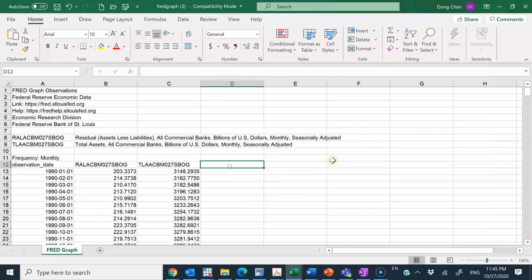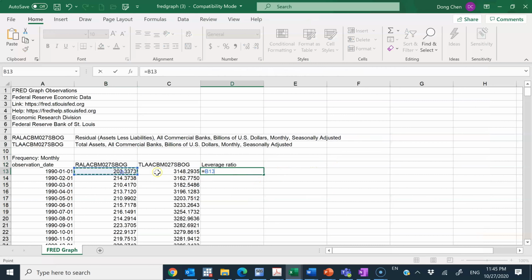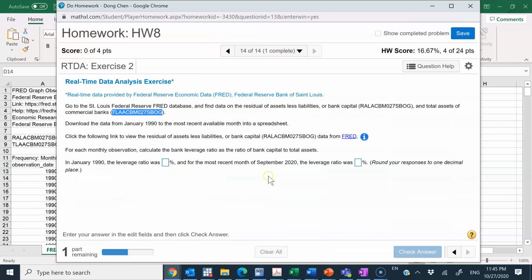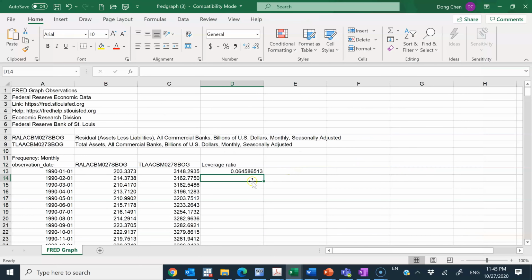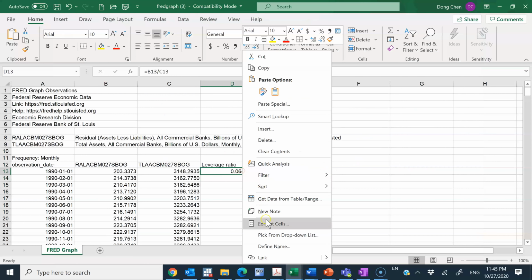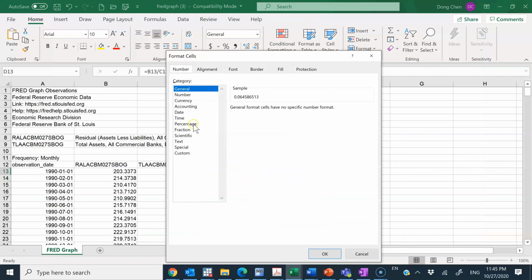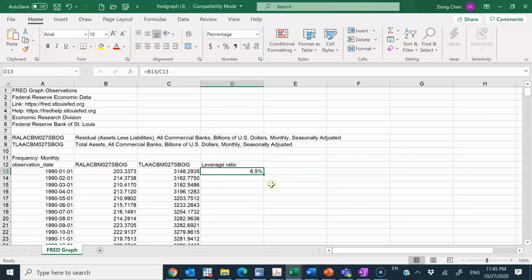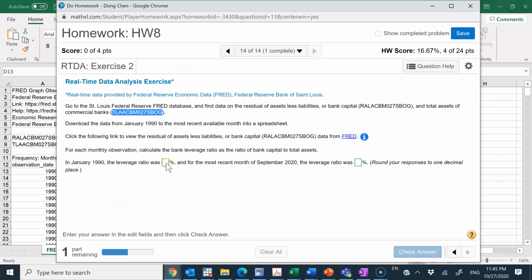So this is very easy, right? Leverage ratio. This is basically the capital divided by the total assets. And then we just need to follow the rounding requirement. First, this is in percentage, and it also says round your responses to the 1 decimal place. So then I can change the format, put this in percentage, and just keep 1 decimal place. So that's basically the leverage ratio.